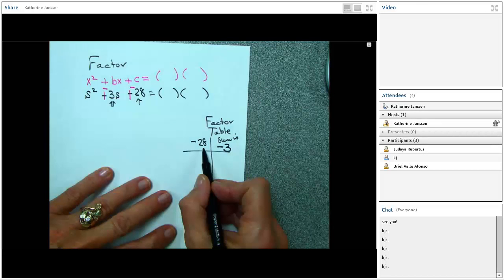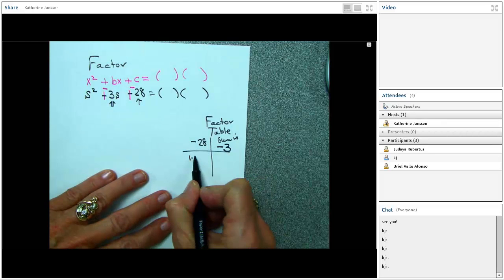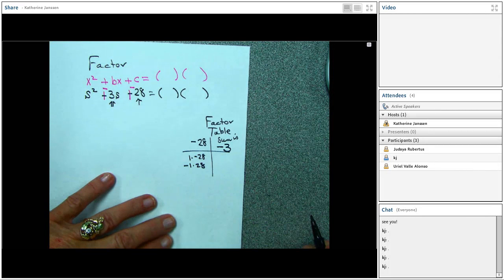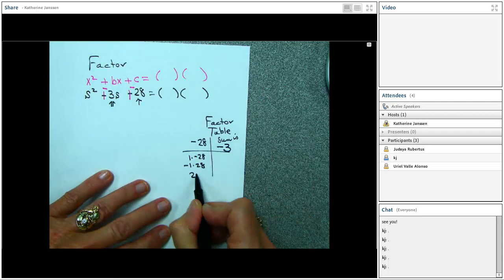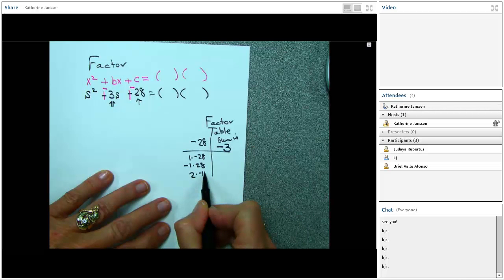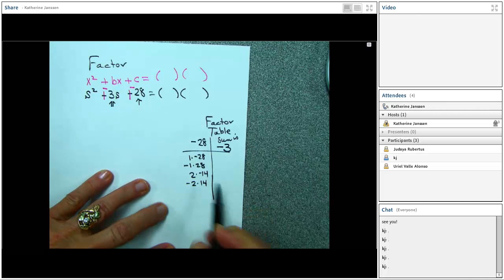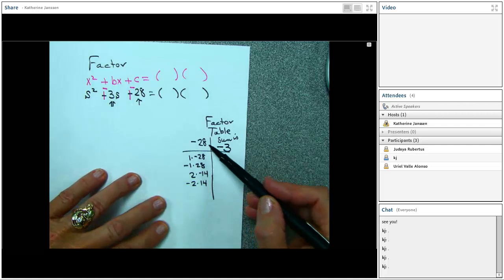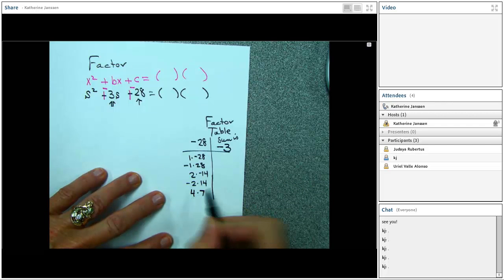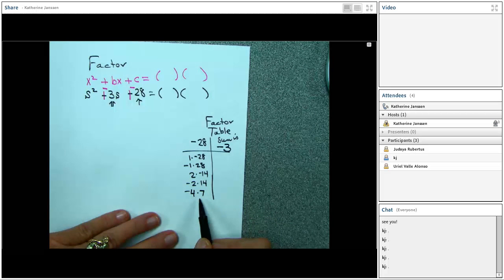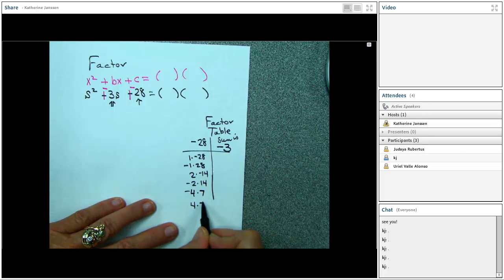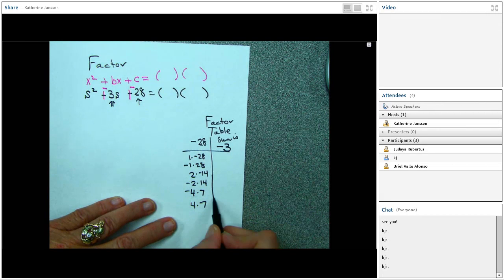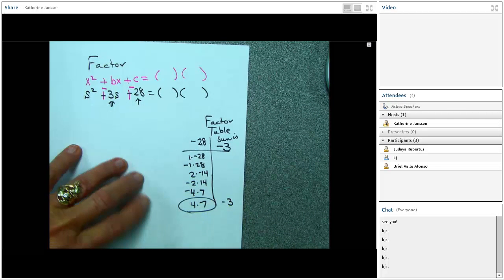So factor pairs of negative 28 would be 1 times negative 28, negative 1 times 28. But when I add those, I'm quite a ways from negative 3. 2 times 14, isn't it? Or a negative 2 times positive 14. Adding, still quite a ways from negative 3. 3 doesn't go into 28. 4 does. 4 times 7, a negative 4 times 7. The sum would be a positive 3, so I have 4 times a negative 7. 4 times a negative 7 would be negative 28. 4 plus a negative 7 is negative 3. So there's your factor pair.